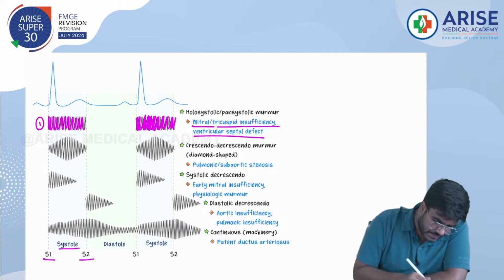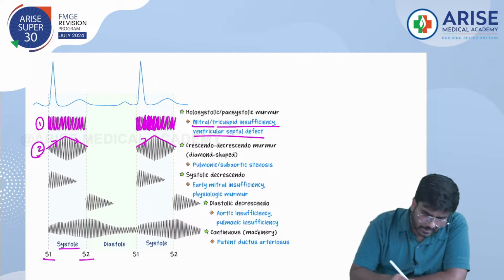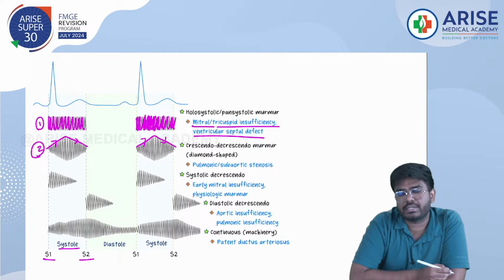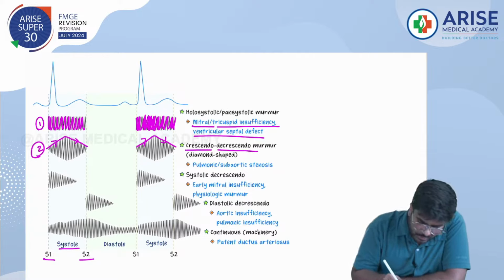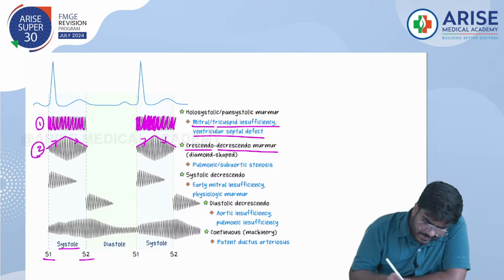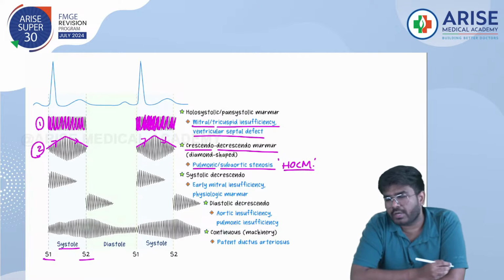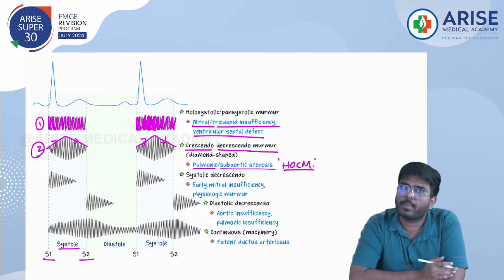Okay. Next, the second murmur is also a systolic murmur, but the intensity of the murmur is increasing and decreasing. So this is a crescendo-decrescendo murmur. The crescendo-decrescendo murmur is seen in which valvular abnormality and which heart condition? Crescendo-decrescendo murmurs are seen in aortic stenosis, pulmonic stenosis, and hypertrophic obstructive cardiomyopathy, HOCM, where there is a subaortic stenosis. In aortic stenosis and in pulmonic stenosis, there is a crescendo-decrescendo murmur.